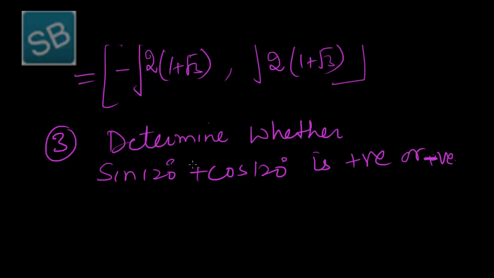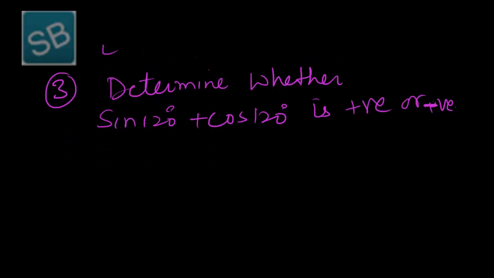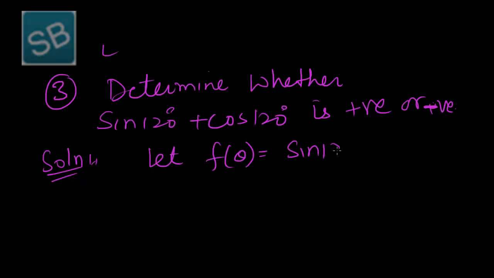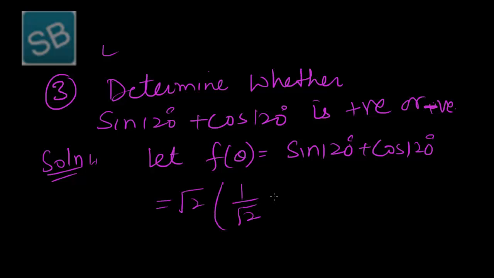We have already done such type of question. This is another, easy method to solve such type of question. Let f of theta be sine 120 degree plus cos 120 degree. So here a is 1 and b is 1. So multiply and divide by under root a square plus b square, that is under root 2. So we get 1 over root 2 sine 120 degree plus 1 over under root 2 cos 120 degree.